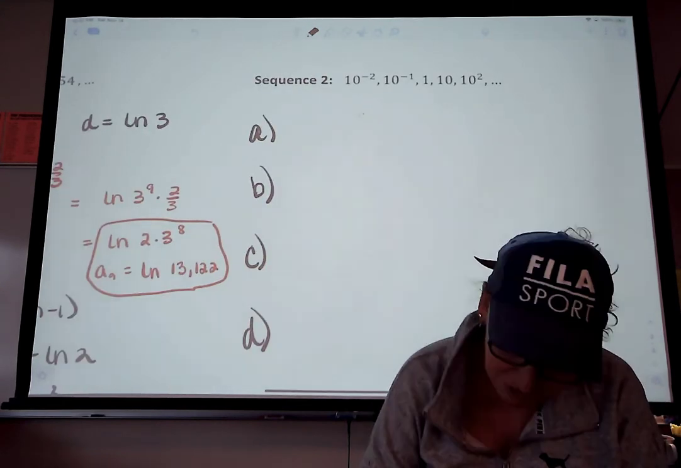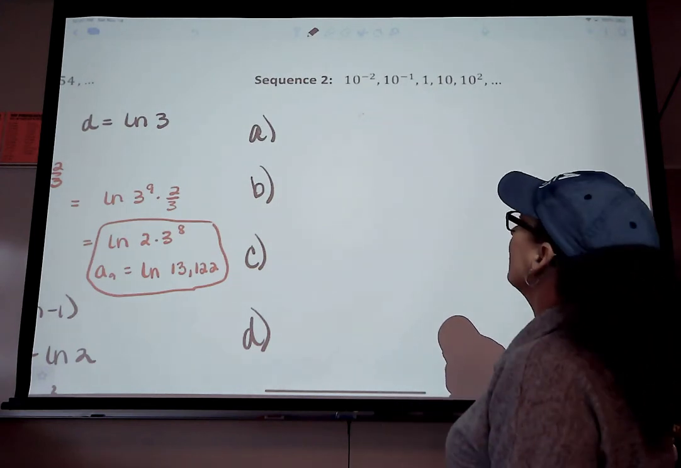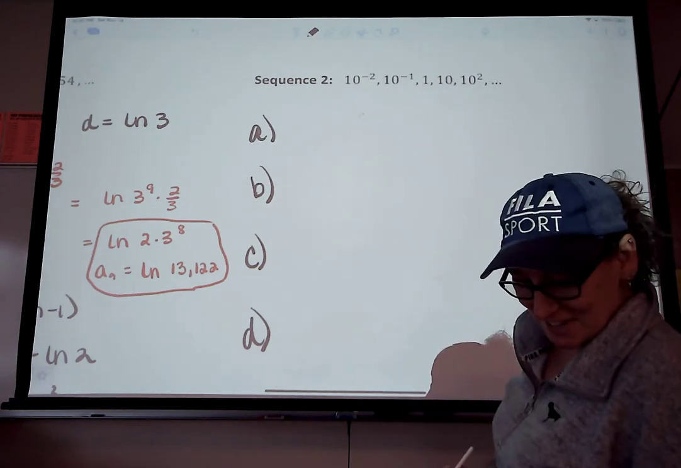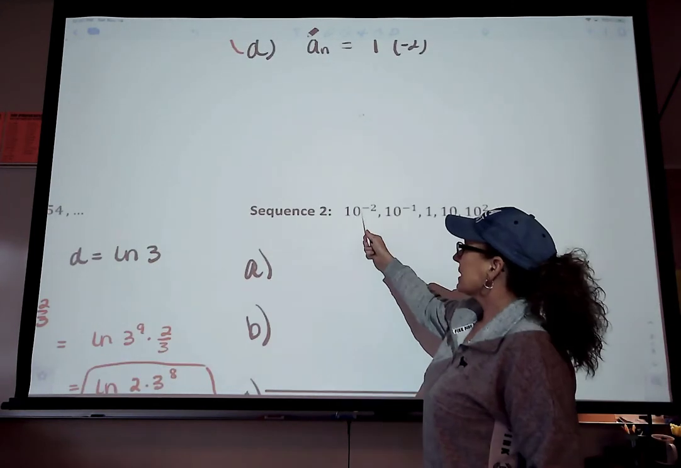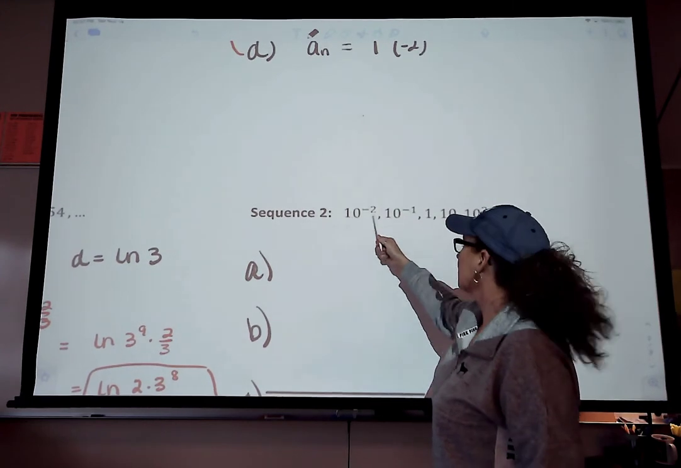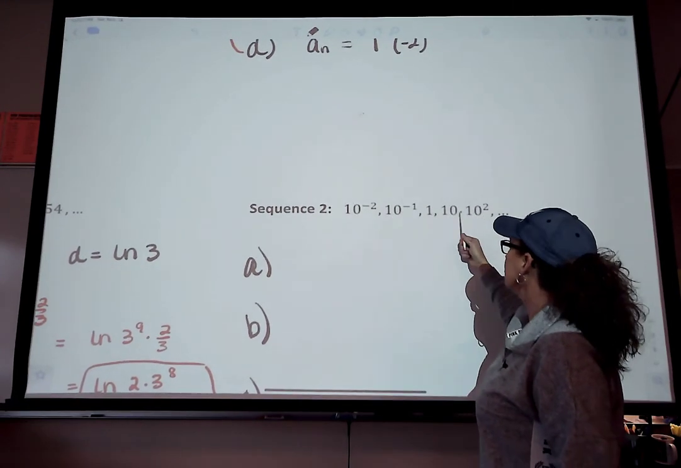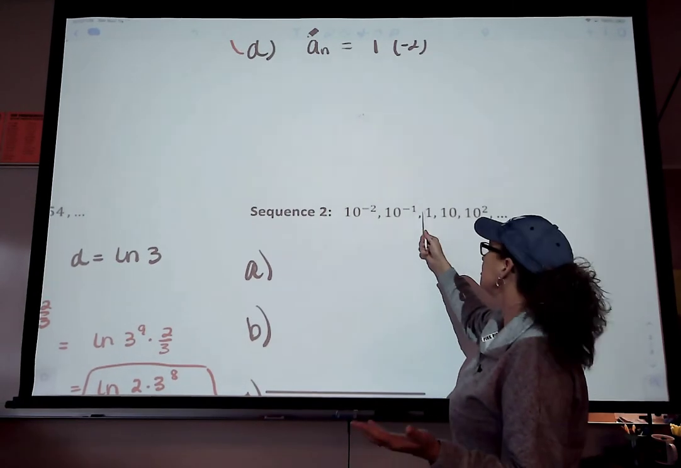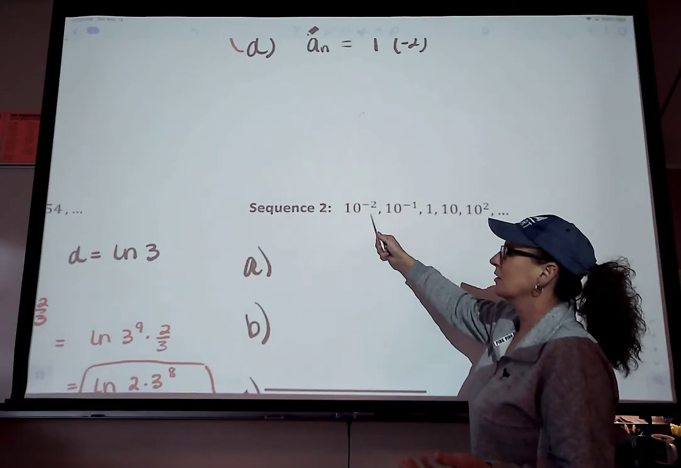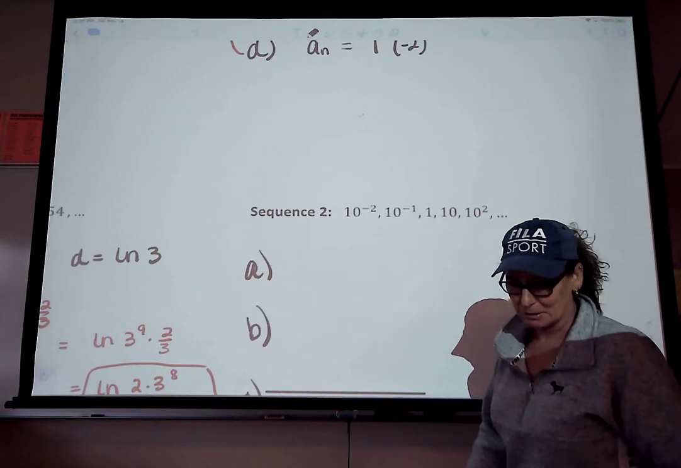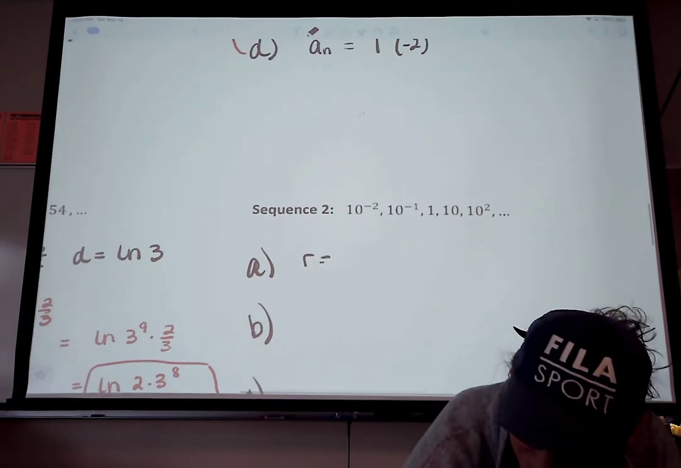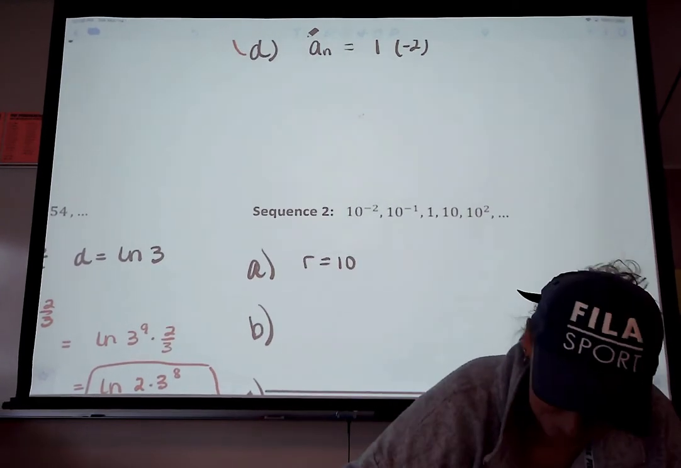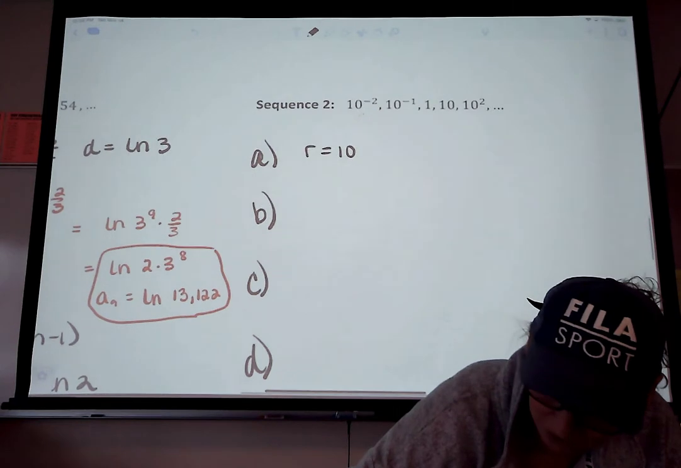Next one, common ratio. Oh, wow. So this first term is like 1 over 10 squared, or 1 over 100, 1 over 10, 1, 10. It might not have been as obvious here, but once you see that you're multiplying by 10, you're like, oh, yeah, it makes sense. Multiplying by 10. I think I'll skip part B for now.